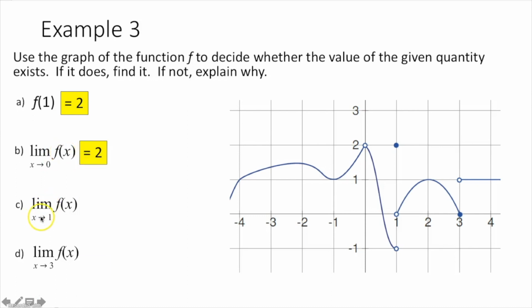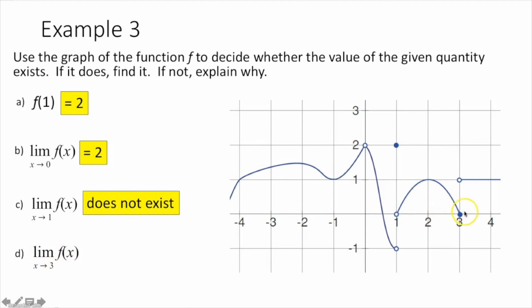The limit as x approaches 1 of f of x. So here, as x approaches 1 from the left, our y value is approaching -1. As x approaches 1 from the right, our y value is approaching 0. Therefore, you could say that the limit does not exist because it approaches two different values from the left and from the right. Now we have the limit as x approaches 3 of f of x.